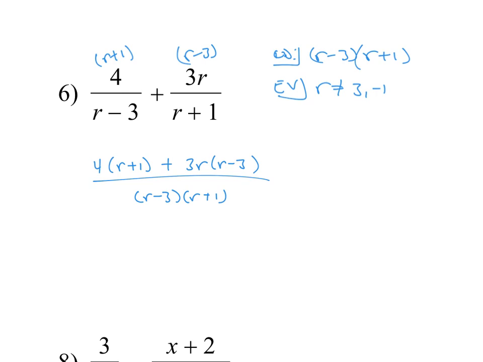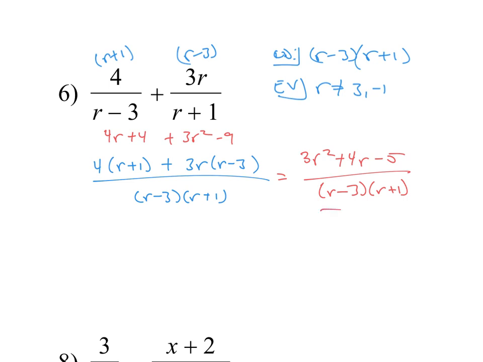All right, so when I distribute this, I have a 4r plus 4 plus 3r squared minus 9. So 3r squared plus 4r minus 5 over r minus 3 and r plus 1. So if I look at this, are there any factors of 15 that subtract to give you 4? Nope, so that doesn't factor, so I am done.